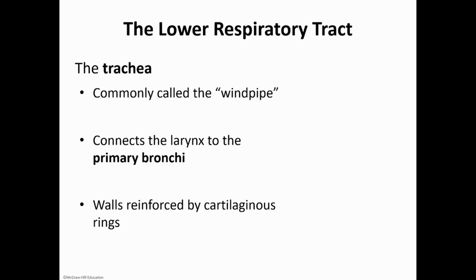So we've made our way through the upper respiratory tract, and now we're finally hitting the lower respiratory tract, which is probably what you're thinking of when you think of respiratory system. You're probably thinking of the lungs. But before we get to the lungs, we have to start from the very top of the lower respiratory tract, which is going to be composed of the trachea.